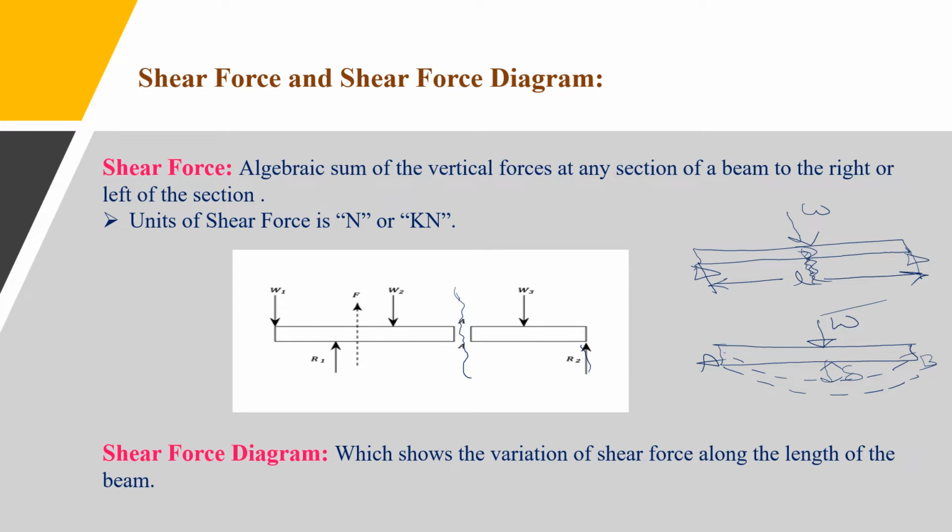So the algebraic sum of the forces on a beam to the right or left of the section. This is the right side of the section and this is the left side of the section. The algebraic sum of these vertical forces acting on a section of the beam to the right or left of the section is called shear force. So it totally depends upon the force. The shear force units are newtons or kilonewtons.